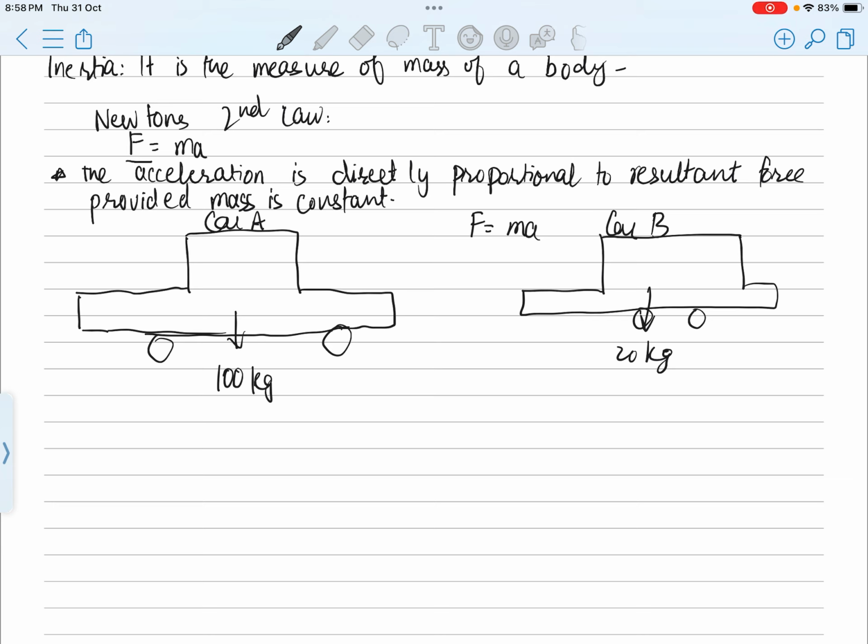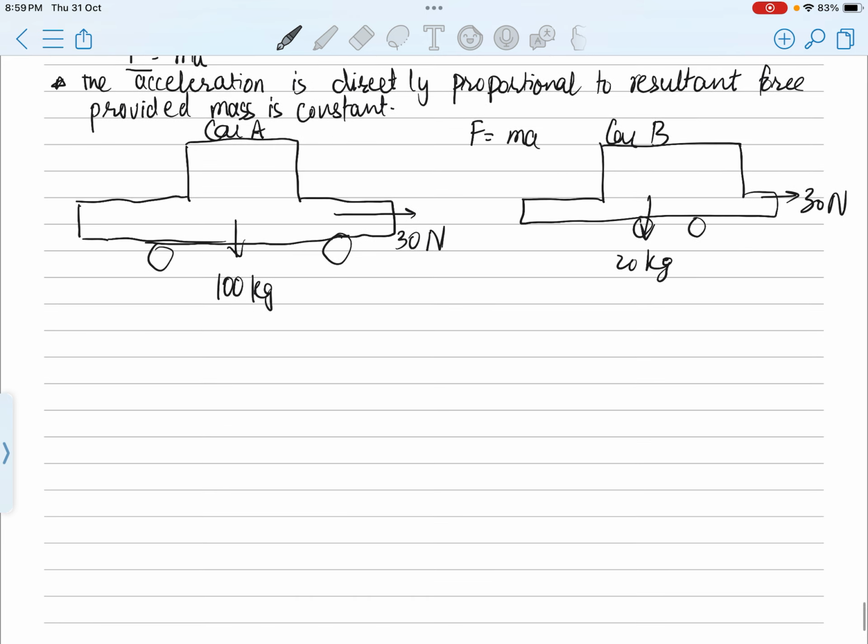and let's imagine that the resultant force acting on car A is 30 Newton, and the resultant force acting in the case of car B is also 30 Newton. So what is the acceleration produced? We will see that the acceleration would be larger in the case of car B because its mass is less. The same resultant force will cause a greater acceleration.